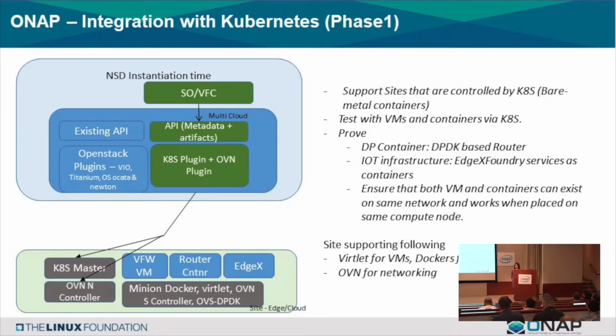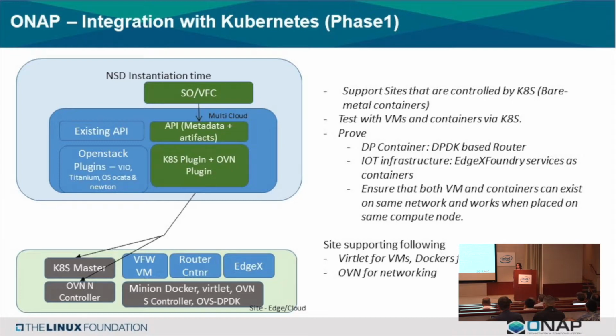We are going to do the implementation of this in ONAP in a couple of phases. ONAP has a six-month release cadence, so we'll have another release coming out in the November timeframe. For that, what we want to achieve is that we are able to support sites that are supported by Kubernetes, like running bare metal containers. As you see in the picture, SO is the service orchestration component within ONAP, and VFC is another service orchestration component there.